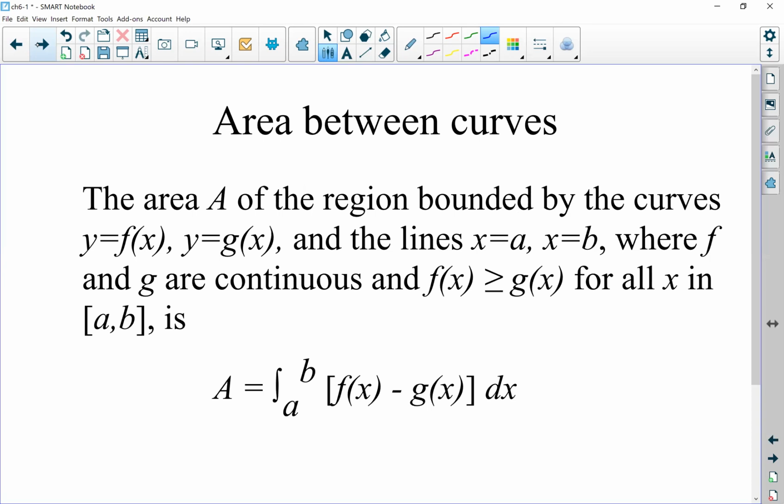So the area, represented by the letter A, of a region bounded by the curves y equals f of x and y equals g of x, and the lines x equals a, x equals b, where f and g are continuous and f is always greater than or equal to g, is the integral from a to b of f of x minus g of x dx.